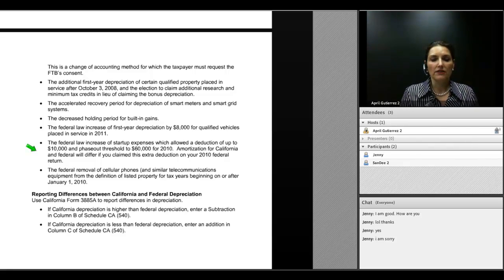Federal removal of cellular phones and similar telecommunications equipment. The IRS has said that cell phones are no longer listed property. California does not conform and says that cell phones still are listed property.